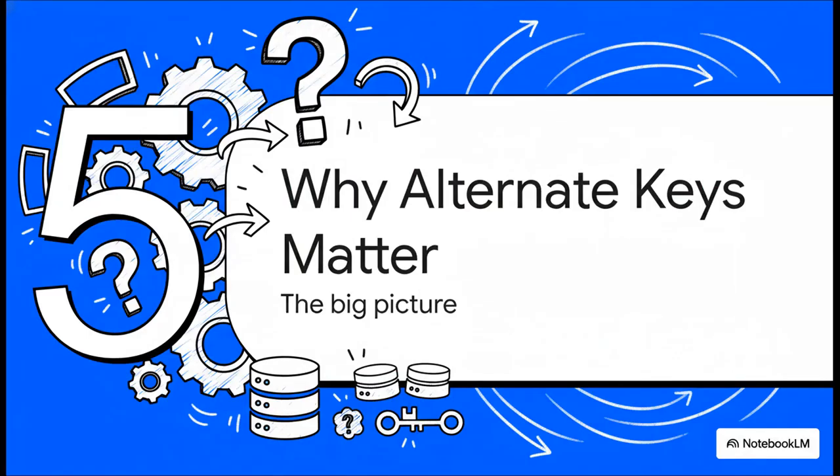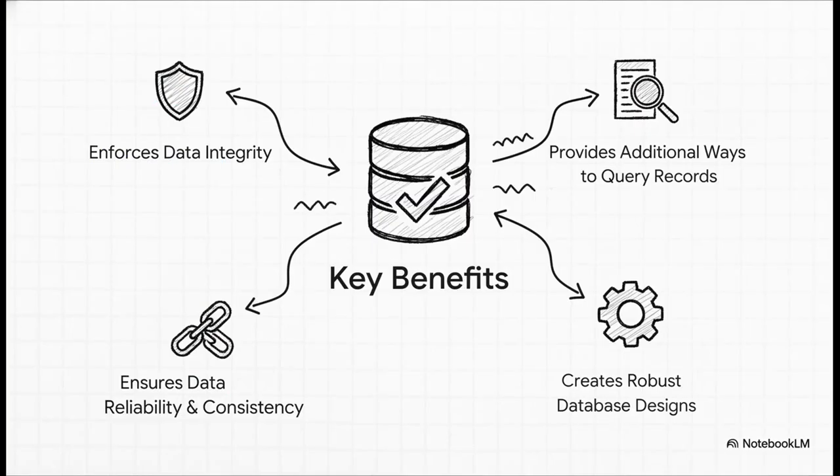Okay, so we've covered the what and the how. Let's wrap this up by talking about the why. I mean, why should we even go to the trouble of defining these extra unique keys? What's the big picture? So why bother? Well, it is all about data integrity, first and foremost. Alternate keys make your data way more reliable and consistent, but they also give you more options, more efficient ways to look up records, because you're not always going to have the primary key just sitting there. Honestly, it's a pretty simple step that leads to a much more professional and robust database design.